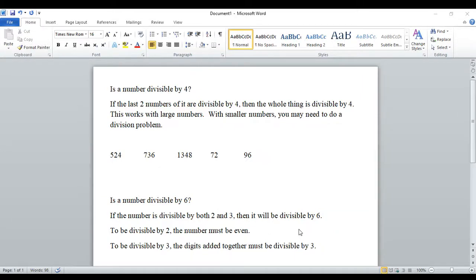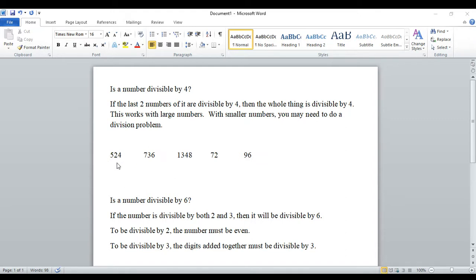All right, so this video is going to go through a couple of tips in order to tell if a number is divisible by 4 or if it's a multiple of 4. So, to begin with, is the number divisible by 4? If the last two numbers of it are divisible by 4, then the whole thing is divisible by 4. This works with large numbers. With smaller numbers, you may need to do a division problem.